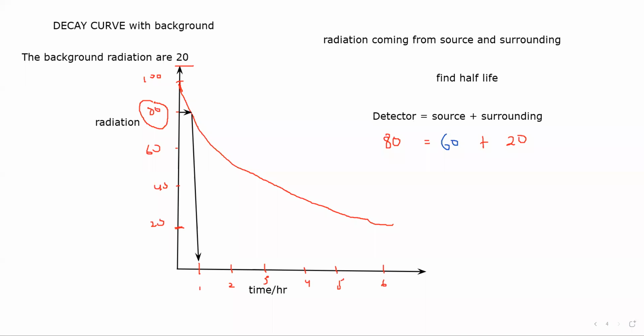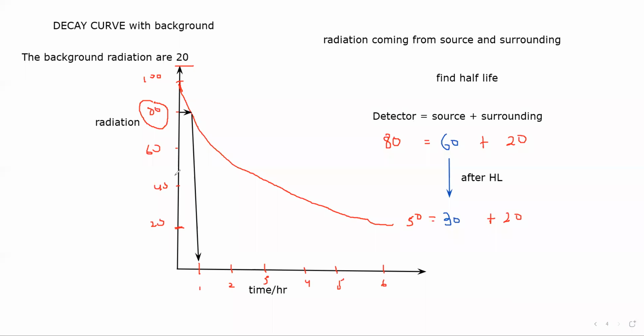Now after one half-life, only the source radiation will change. How much source radiation will there be after a half-life? The source radiation will be 30. So if the source radiation is 30 and the surrounding is 20, what will the detector reading be? The detector reading will be 50.